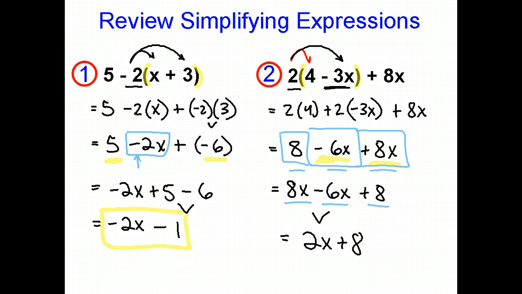So that would be our simplified expression, and again the way we know it's simplified is we have our variable term and we have our constant term, and there's no way mathematically at this point to put those together unless we know what x is. Okay, so that skill is going to be really important.